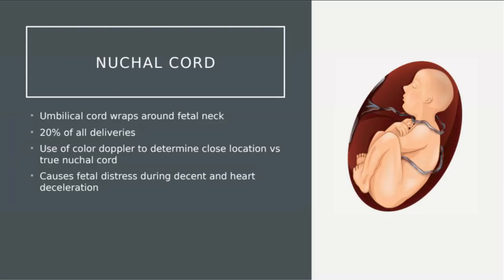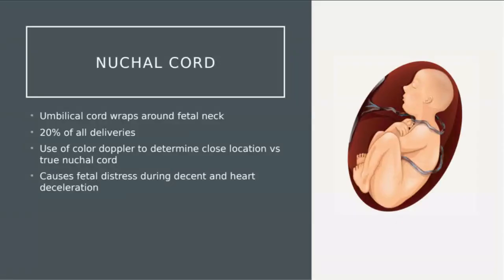Next, we have nuchal cord. This is when the umbilical cord wraps around the baby's neck, and it actually occurs in 20% of all deliveries. So pretty concerning, but a lot of physicians and midwives are equipped to handle that and to untwist that very quickly. We can document that further along in the pregnancy. We can use color Doppler to help determine the location. You could have the cord kind of sitting near the baby's neck, right? It could kind of wrap around the baby's neck, but does it fully wrap all the way around the baby's neck? If it truly wraps all the way around the baby's neck, that's going to be a nuchal cord.